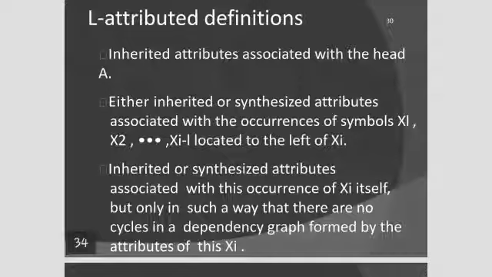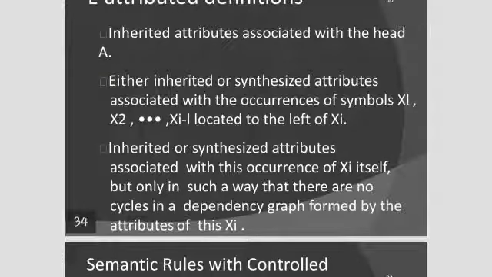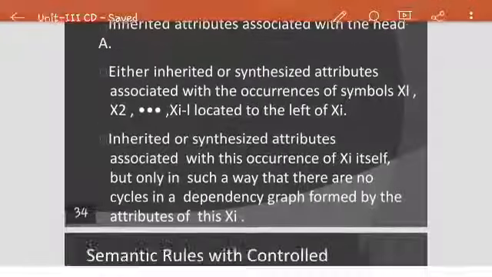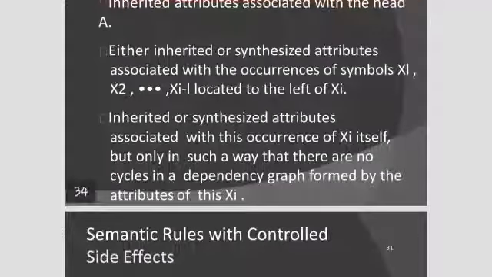inherited attribute associated with the head, that is the parent node, either inherited or synthesized attribute associated with the occurrence of symbol X1 to Xi-1, and inherited or synthesized attribute associated with the occurrence of Xi itself, but only in such a case that there are no cycles in the dependency graph formed by the attributes of this Xi. Okay, now we will discuss these things with a suitable example.